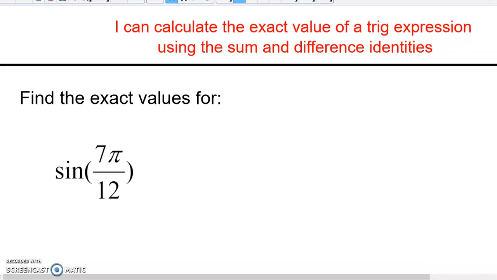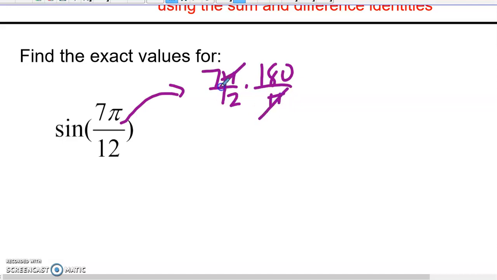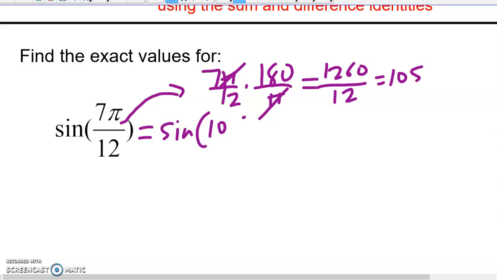All right, so let's check out another one. So sine of 7 pi over 12. Now you can work in radians perfectly fine and get the sum and difference. Just work with the appropriate values and you should be able to get it. But let's work in degrees since we're more familiar with degrees. So 7 pi over 12, if I multiply that by 180 over pi, I should be able to change this into degrees. So 7 times 180 is 1260 divided by 12. This is 105. So I'm trying to find the sine of 105 degrees.